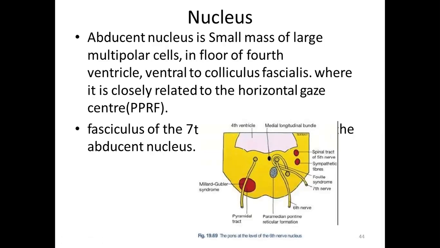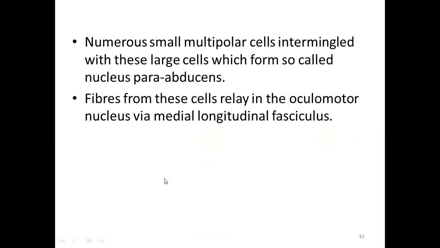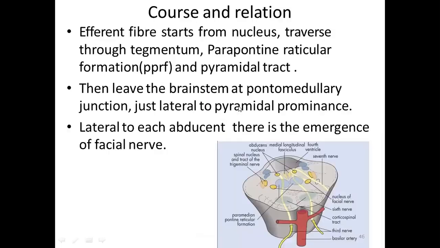It starts from the nucleus, a large multipolar nucleus in the floor of the fourth ventricle, ventral to the facial colliculus, arising from the pons. The fasciculus of the seventh nerve surrounds the nucleus of the sixth cranial nerve, which is called neurobiotaxis. Numerous small multipolar cells intermingled with the large cells form the so-called nucleus paraabducens. Fibers from these cells relay in the oculomotor nucleus via the medial longitudinal fasciculus.